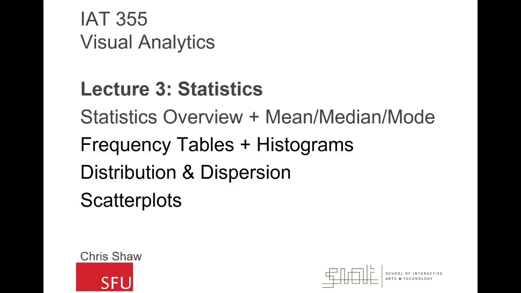This is IAT355 Visual Analytics, Lecture 3, in which we're talking about statistics. A brief outline is that first we'll give a very brief overview of what statistics is about, and then we'll talk about mean, median, and mode, or giving a sense of what the average of a set of data is. Next we'll talk about frequency tables and histograms, and then we'll talk about distribution and dispersion, and finally scatter plots.